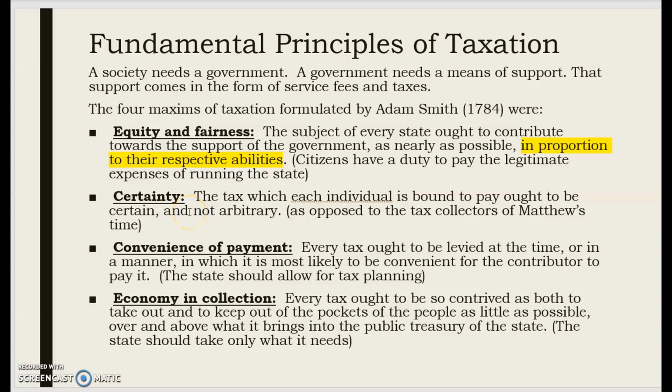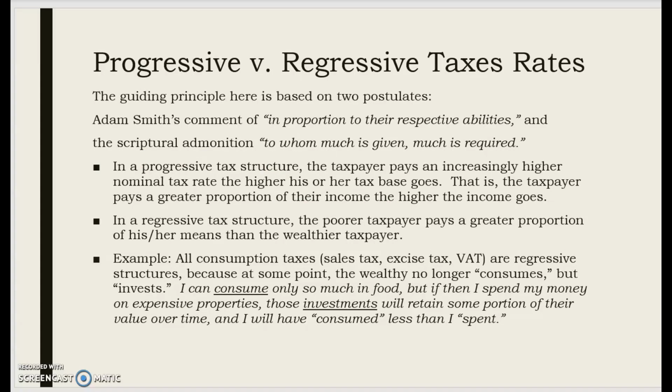If you remember in the Bible, the tax collectors of Matthew's day were not looked upon very favorably because they would impose more tax than the government required of taxpayers, and then they would keep the excess. The maxim of the convenience of payment, that is, the state should allow for tax planning. We should have to pay our taxes when it's assumed that we are able to. And then economy and collection, that is, the government should collect taxes in an efficient manner and take only what they need to continue operations.